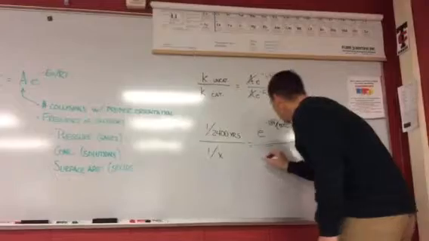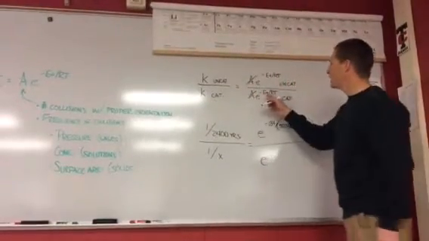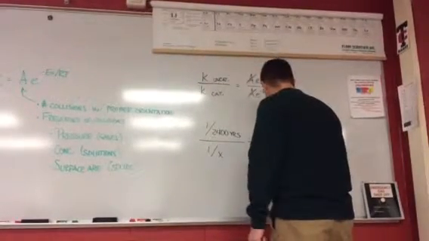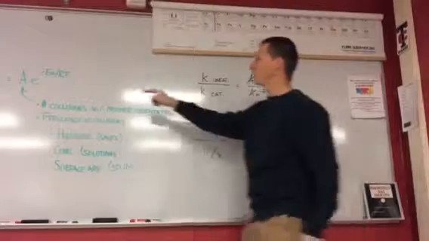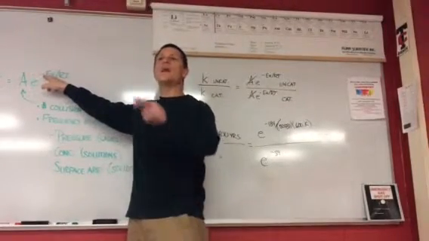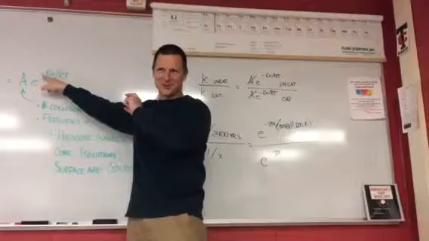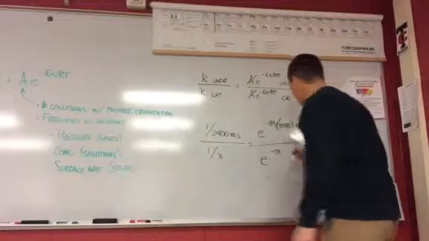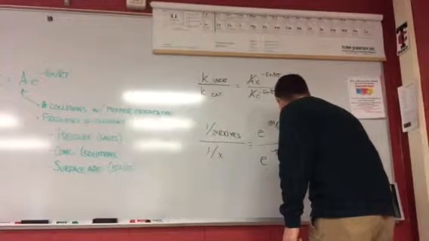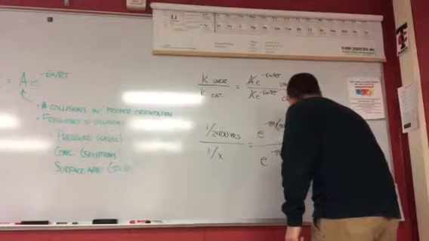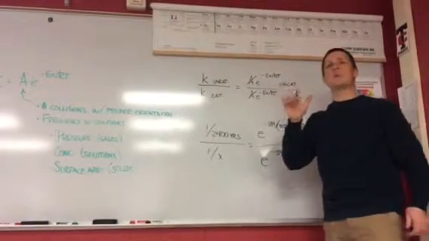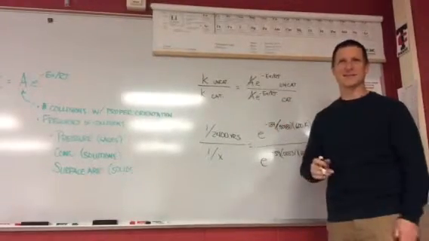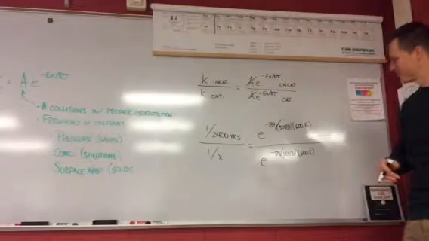Divided by e to the negative activation energy when it's catalyzed, which is negative 59. Why is it negative? Because that's the formula right there. Activation energy is always positive, so you have to take the negative of that number.